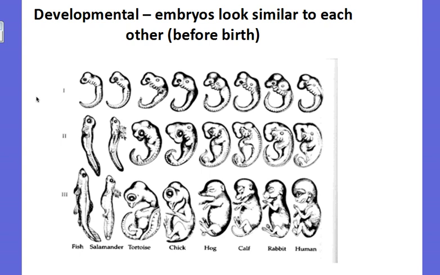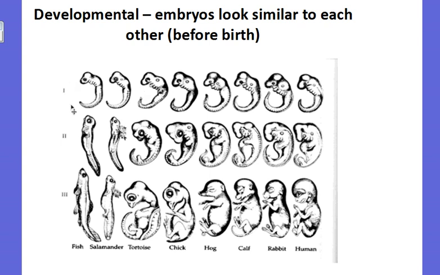So another kind of homology that we look at, or similarities, is developmental. Okay, so when we look at embryos, when we look at organisms before they're born, when they're first developing inside their egg or inside the mother, we can see some similarities. Like in this top row, this very early stage of development, we've got a fish, a salamander, a tortoise, a chick, hog, calf, rabbit, and human. Okay, calf is a baby cow. They all look pretty similar. I mean, not identical, but pretty similar.